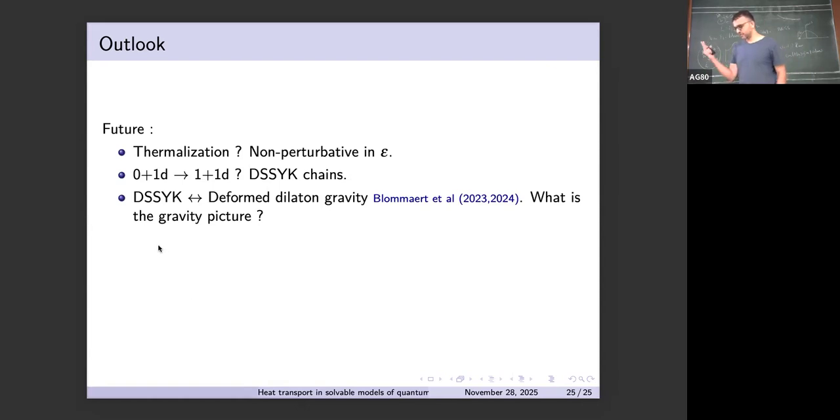DSSYK is related to deformed electron gravity, as I was telling you before. And what is the gravity picture, one could ask. These are all slightly big picture questions.